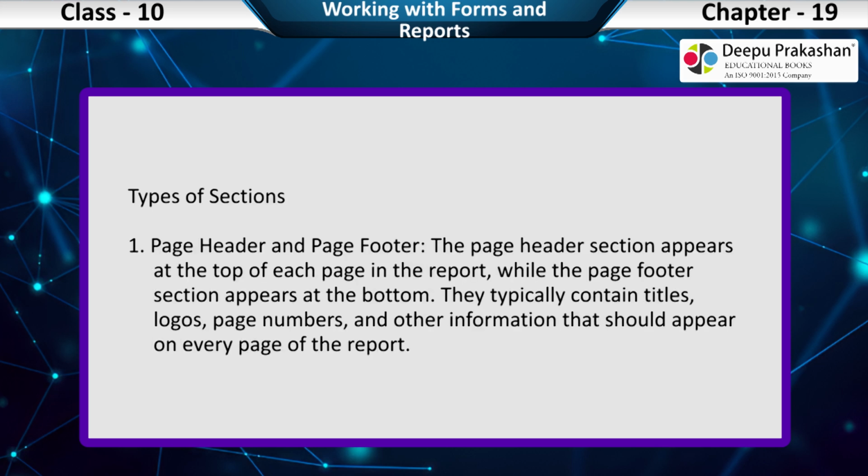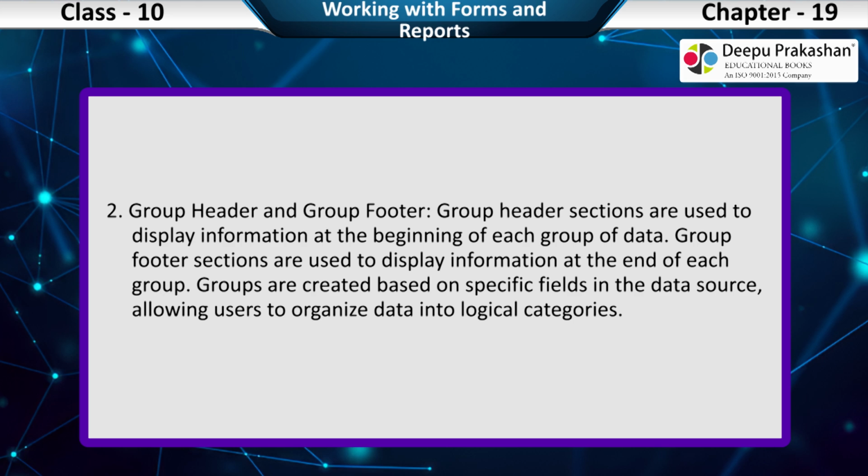1. Page header and page footer. The page header section appears at the top of each page in the report, while the page footer section appears at the bottom. They typically contain titles, logos, page numbers, and other information that should appear on every page of the report. 2. Group header and group footer.